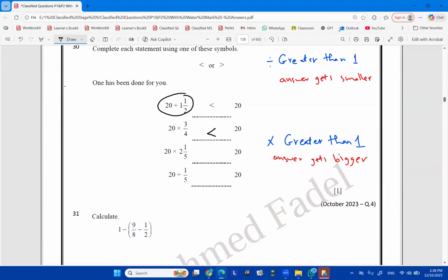Here I'm multiplying by bigger than 1. Multiplying by bigger than 1, answer is bigger, as normal. Dividing, Mister, usually or normally, the answer gets smaller. Yes, that's right. Unless you're dividing by smaller than 1, answer gets bigger. Let's continue.